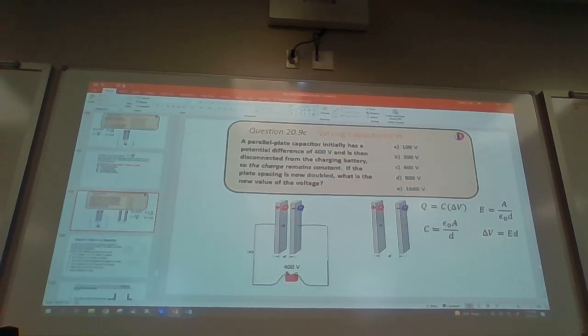So your capacitance decreases, charge remains the same. So if this decreases, voltage increases. You can look at it that way. You could also look at it this way. The area is not changing. The gap distance is increasing, so the electric field goes down.